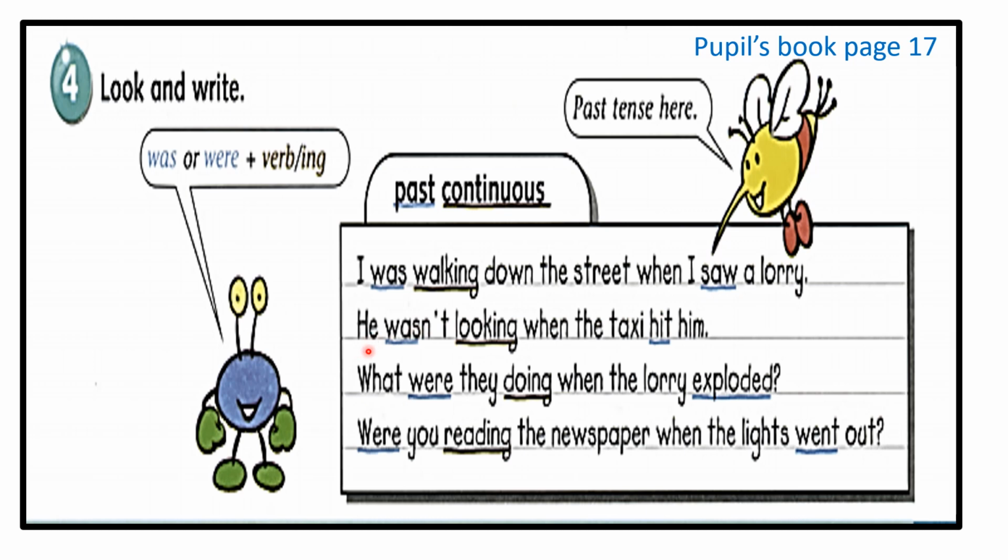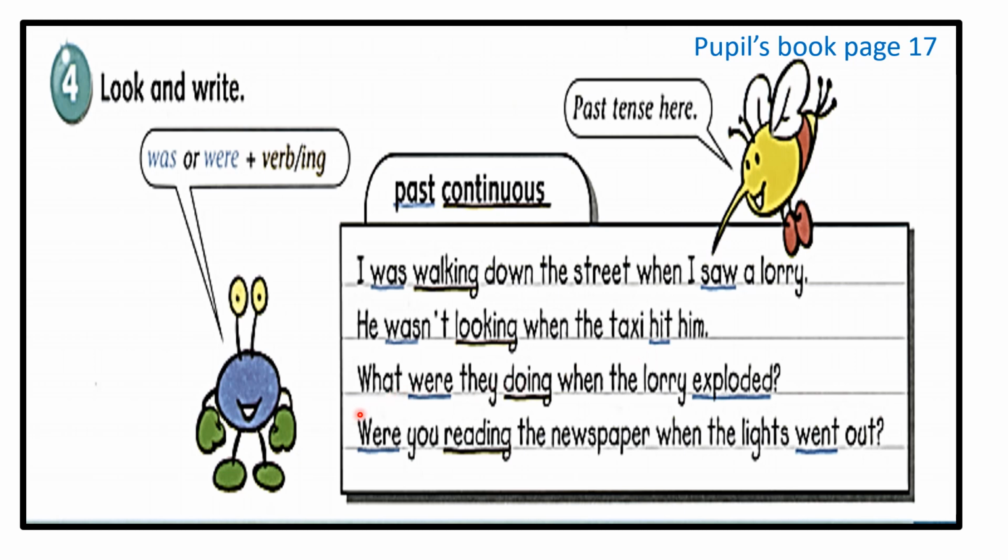Next, he wasn't looking when the taxi hit him. This is a negative statement because of the word not. He is singular, so we use was, plus the ing form of the verb, which is looking, and the past form, hit.